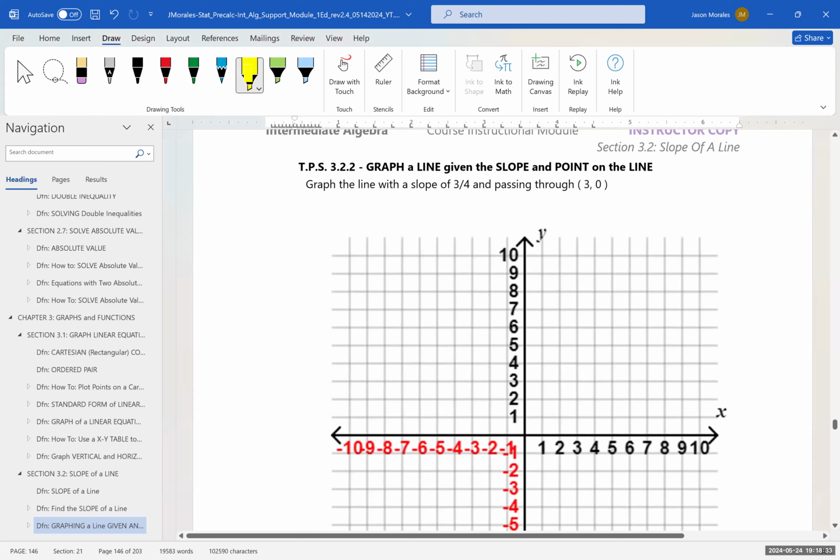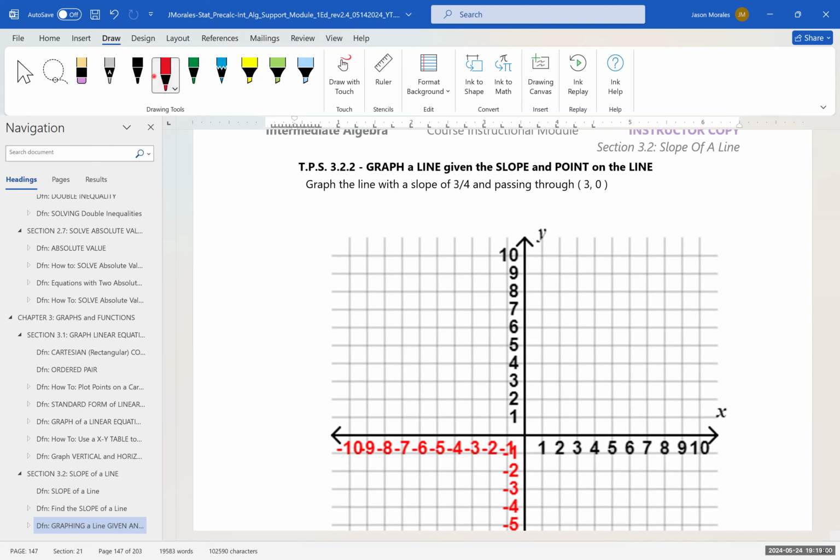All right. So now in this think, pair, share, we're going to graph a line given the slope and a point on the line. I'm going to get things started and then pause the video, and then see if you can figure out the rest of it using the pattern that I'm about to show you.